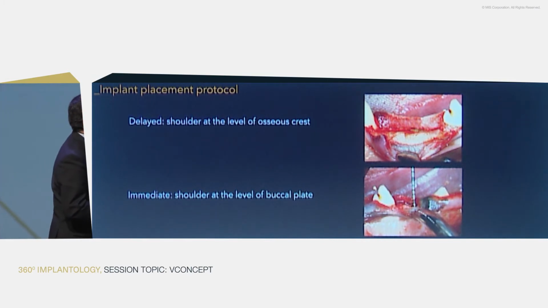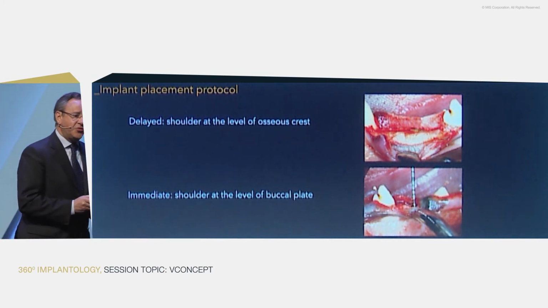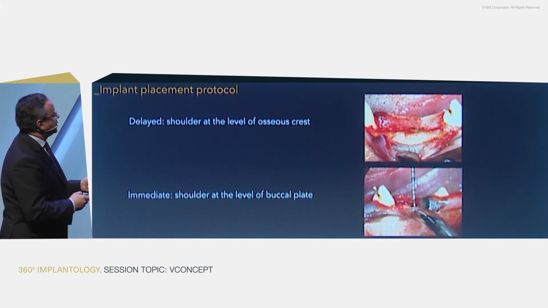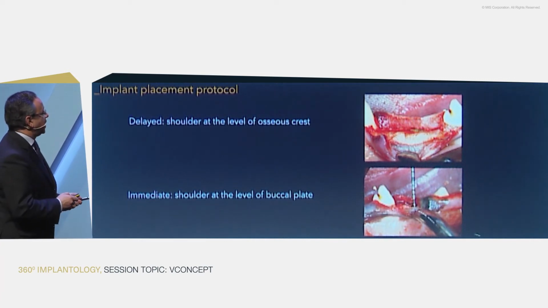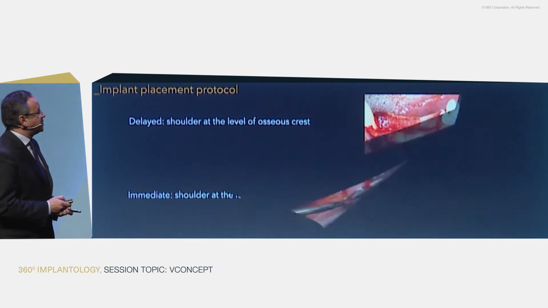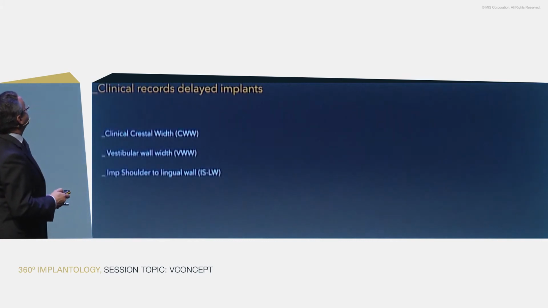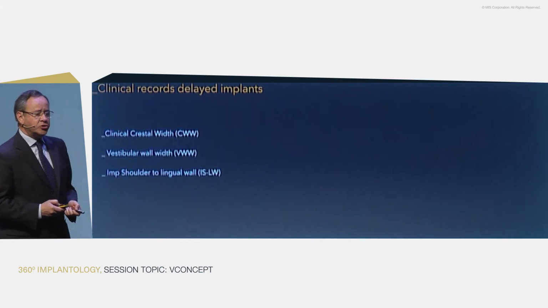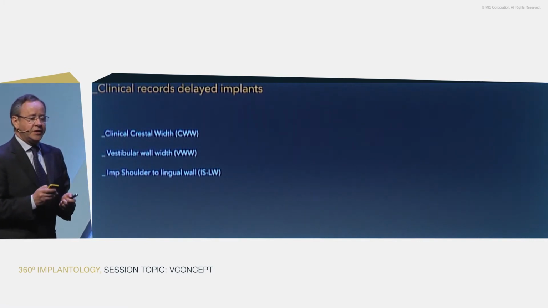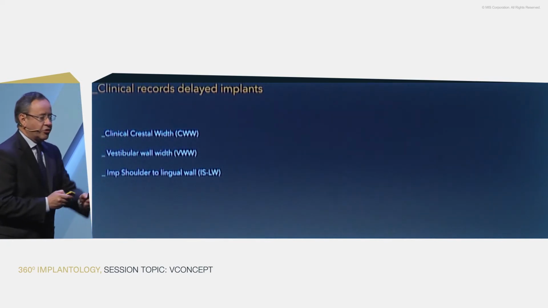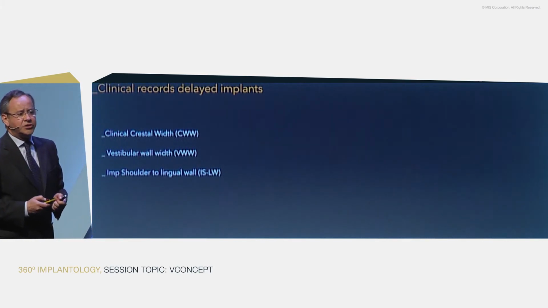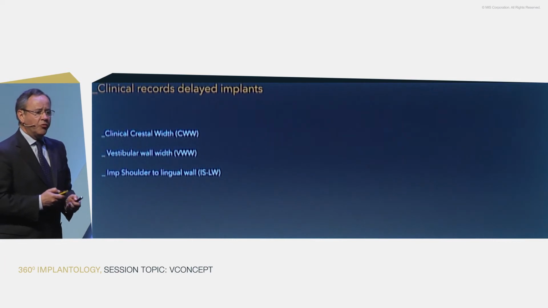It is important to understand that we placed implants very carefully in order to have the shoulder at the level of the crest in the delayed implant sites, and in the immediate implants, it was the level of the buccal plate that we used as the landmark to place our implants. Clinically, we also measured these parameters because depending on the site where we are going to place our implants, you will see that we may get different results in terms of bone width and bone volume.